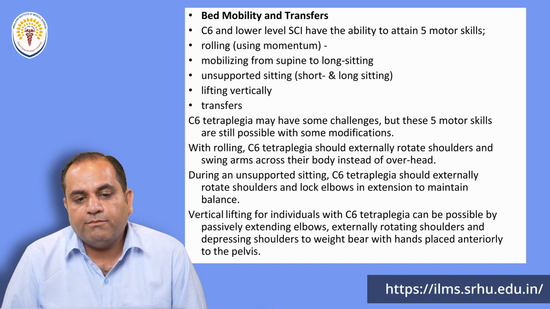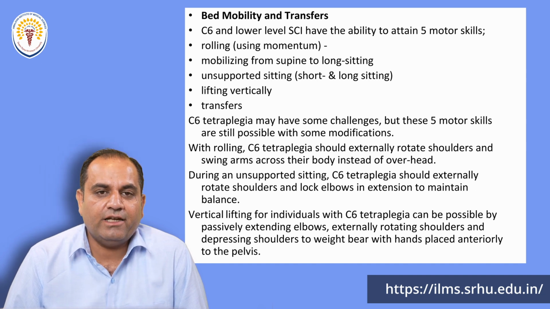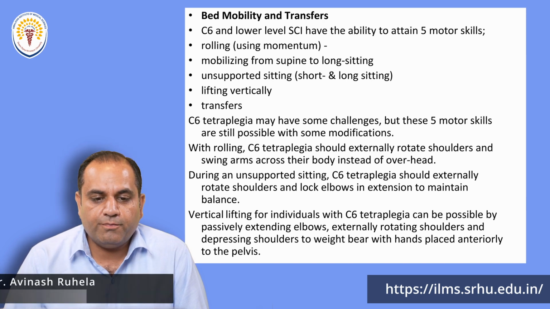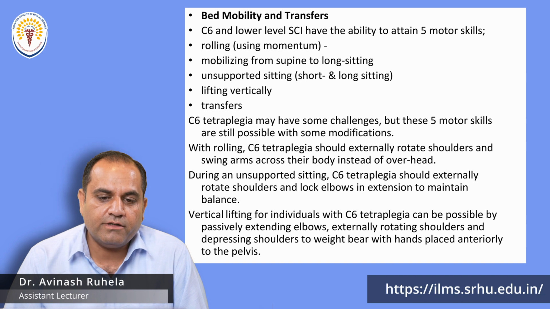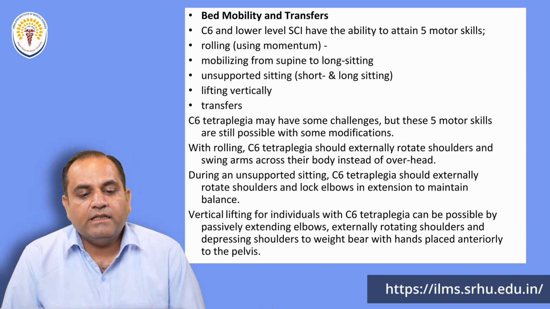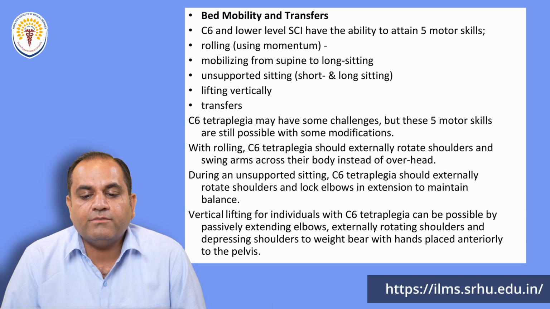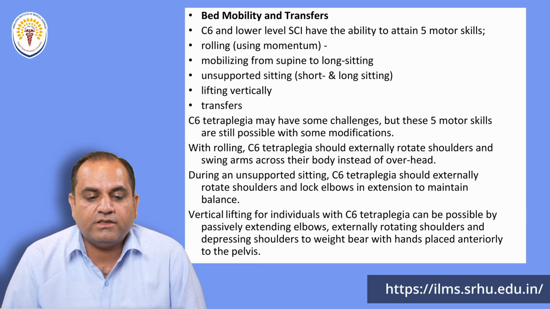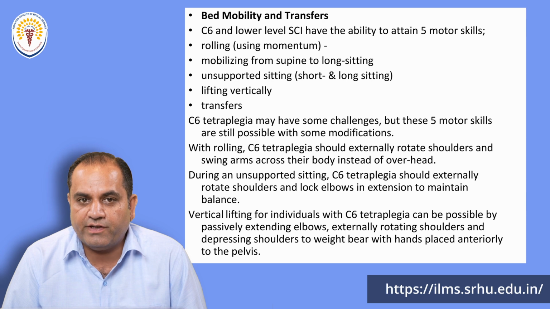Now let us come to bed mobility and transfer. C6 and lower spinal cord injury have the ability to attain 5 motor skills, that is rolling, mobilizing from supine to long sitting, unsupported sitting, lifting vertically, and transfers. C6 tetraplegia may have some challenges, but these 5 motor skills are still possible with some modifications.